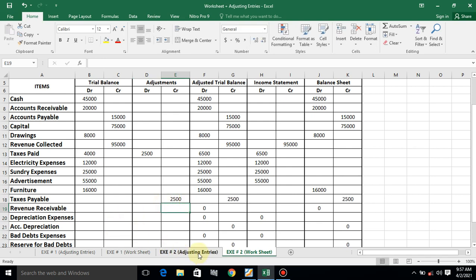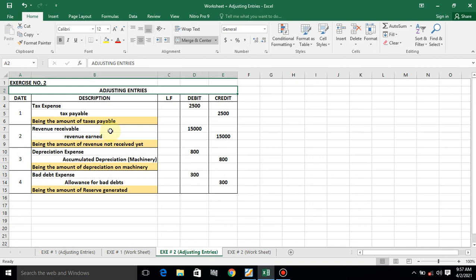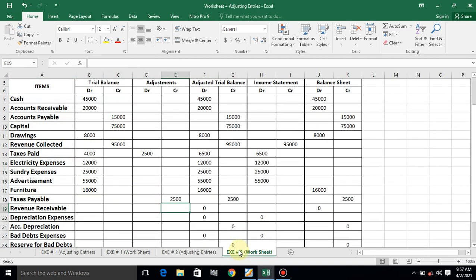Then what is the next adjusting entry? Revenue receivable is debit 15,000 and revenue collected or earned is credit 15,000. So revenue receivable is debit 15,000 and revenue earned or revenue collected is credit with 15,000.